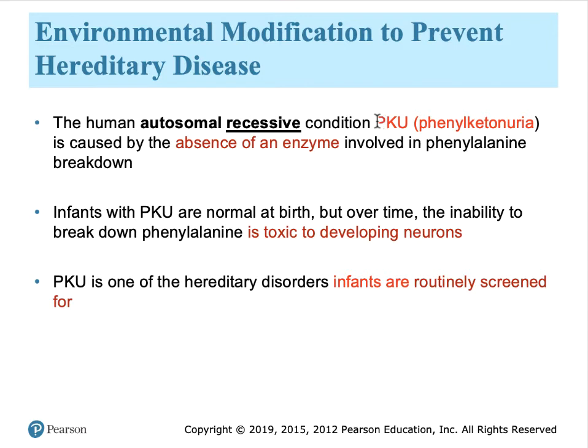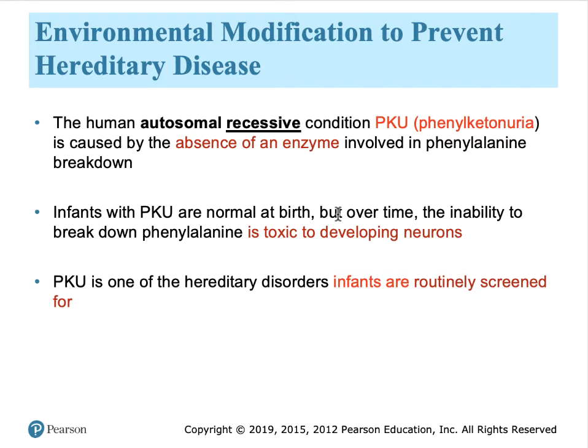The classic example is phenylketonuria, PKU. It's an autosomal recessive condition, and it causes the absence of an enzyme that is involved in breaking down an amino acid called phenylalanine. When infants are first born, they may have a lack of this enzyme. They may have PKU, and that is quickly detected by a heel prick and a quick test.